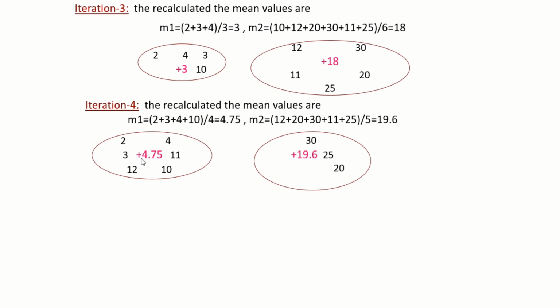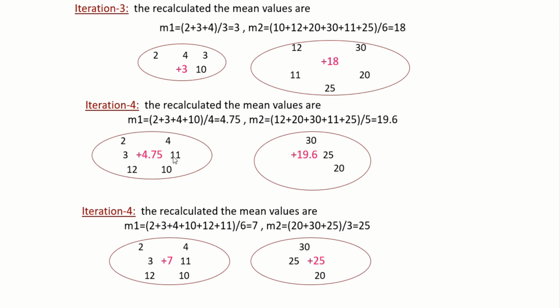So let us suppose in iteration 4 we get this, and in iteration 5 when I calculate the mean, again I get 7 and 25. Now after that, if we keep on calculating the mean of this partition and that partition respectively, we will get 7 and 25 continuously. So this is the stopping condition of our iteration, and here we just stop the iteration and return our partitions.